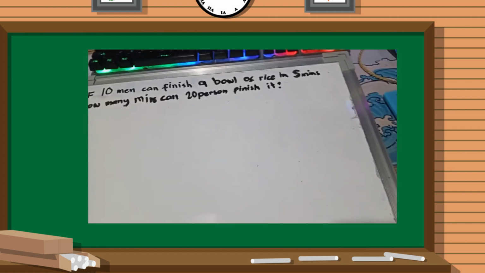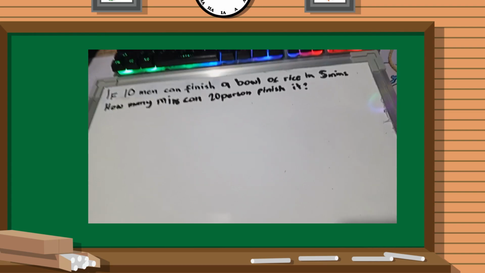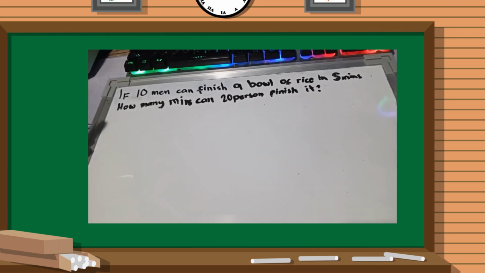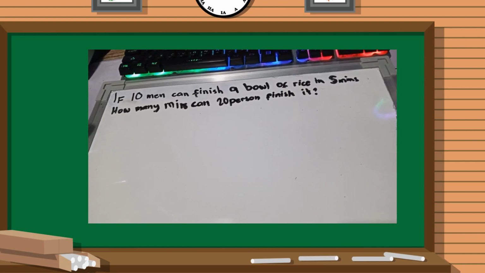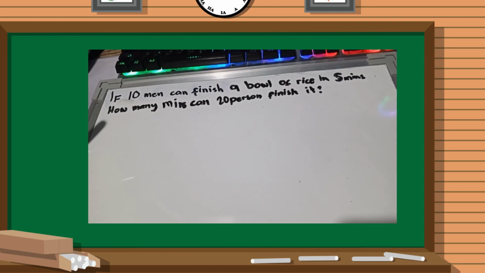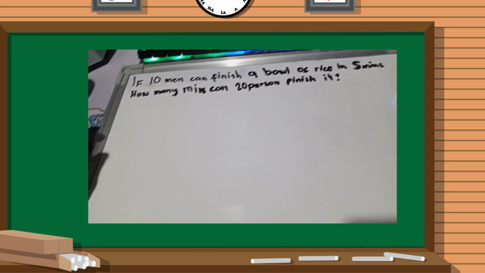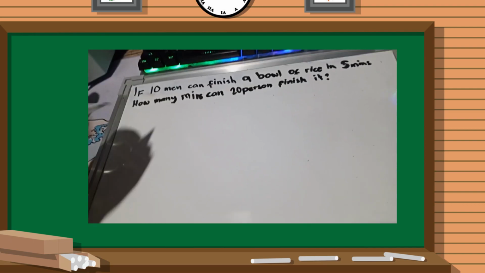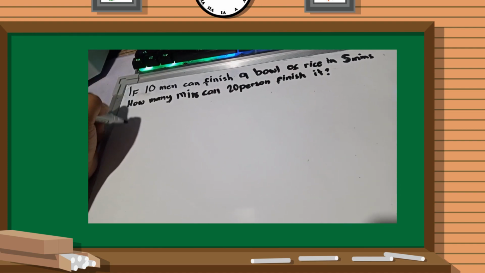Welcome back again for another example, but for today, we're talking about inverse proportion. The question today is, if 10 men can finish a bowl of rice in 5 minutes, how many minutes can 20 men finish it? First, just like any other example, let's first find the given variables. Firstly is 10.